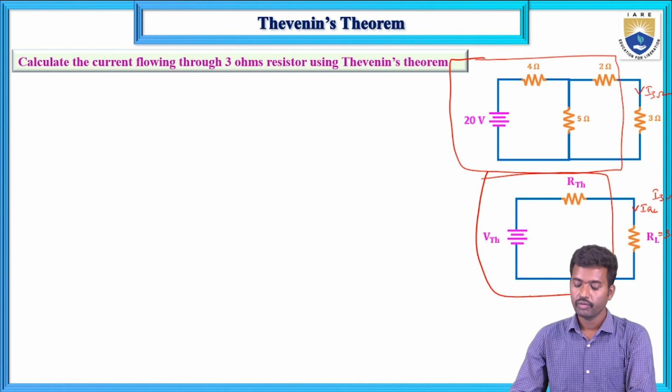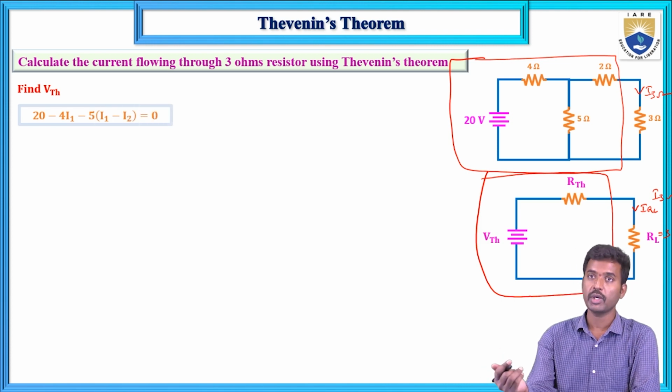Now first you need to determine VTH and RTH. First, VTH can be calculated. First remove the load resistance from the given circuit. As discussed in the previous problem, the same procedure: remove the load resistance from the given circuit and calculate the open circuit terminal voltage using any circuit analysis method, that means nodal or mesh. Here I am using mesh analysis.